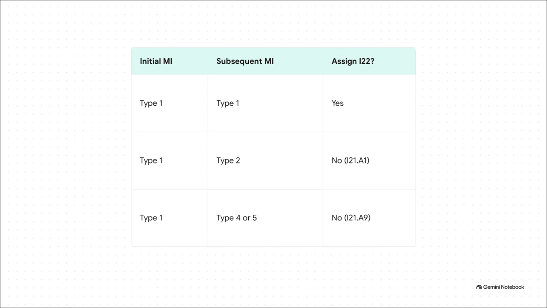Let's connect this back to our 28-day clock. This is crucial. You can only use that category I-22 subsequent code if both the initial and the new infarctions are Type 1 or unspecified. If you have a Type 1 MI and 2 weeks later the patient suffers a Type 2 MI due to shock, no I-22 for you. You code the shock, then I-21.A1. Category I-22 is strictly for Type 1, compounding on another Type 1.